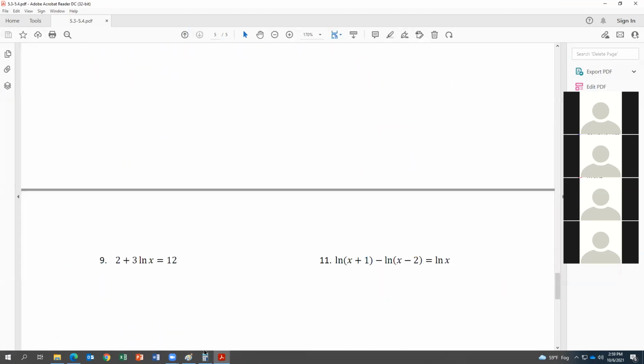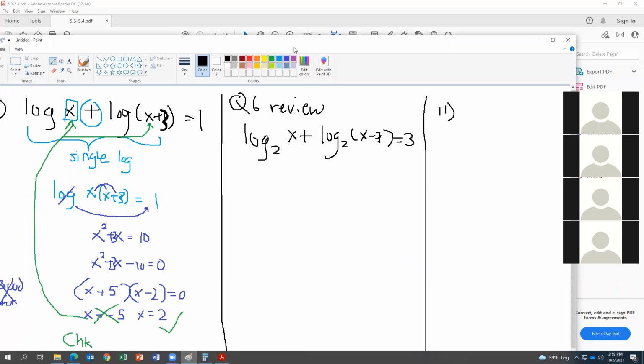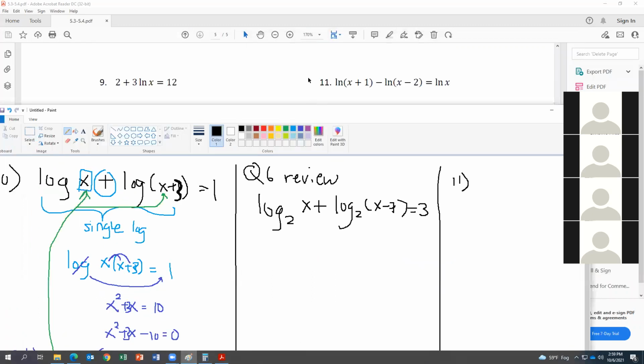I got x equals 8. The answer is 8. Yes, the answer is 8, which I gave to you already. But you need to tell me how you get 8. You've got to combine the two terms first.